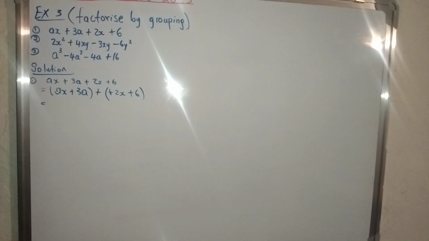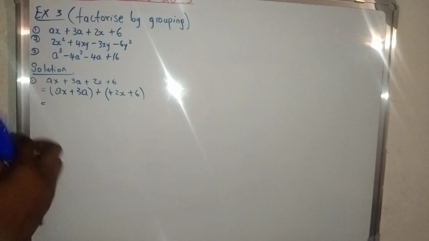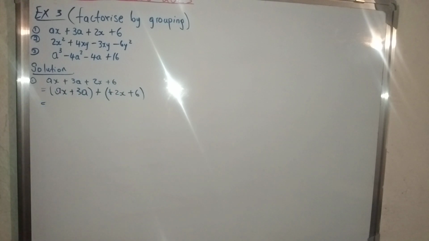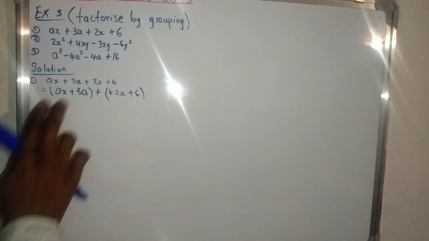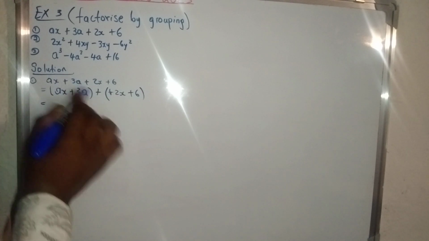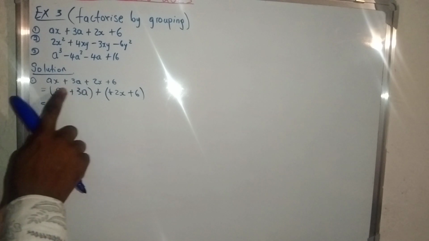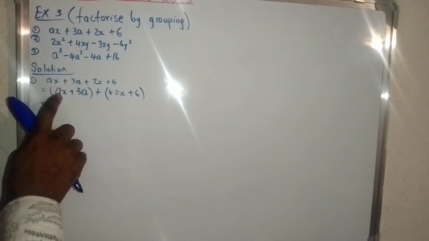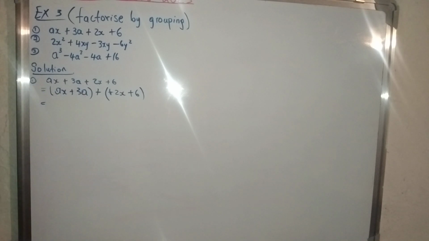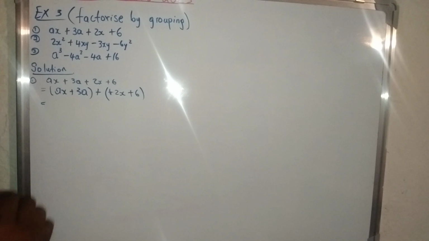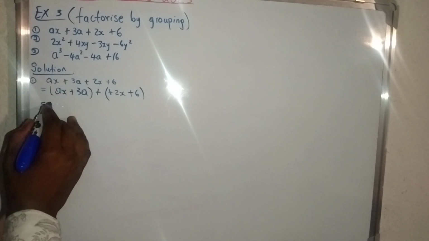So what are we going to do here is that we're going to make these two brackets be the same. Our target is to make these two brackets be the same. Now let's look at the first one. What is common here inside the brackets? You see, in this term there is a, in this term there is a as well. So I think you will agree with me that a here is common.